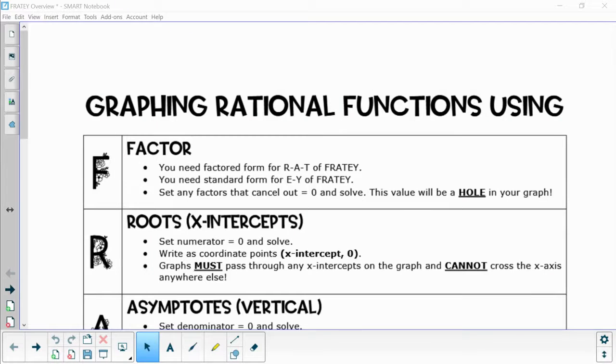Graphing rational functions using FRATEY. FRATEY is a method that we use to make sure that we are capturing all key elements of rational functions.